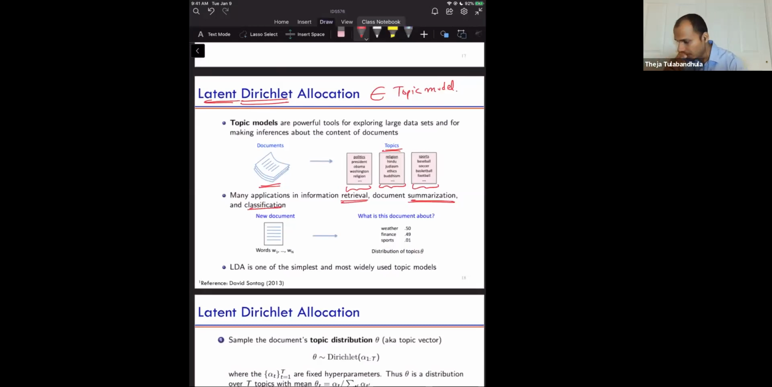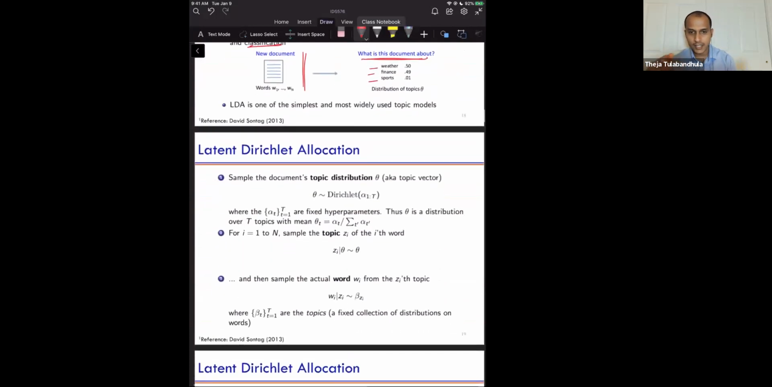When a new document comes, if you have the topic model, if you somehow learned the topic model from previous documents, then you can answer this question: what is this document about? You can say maybe this document is about weather, finance, and sport in these proportions. Let's look at what the model itself is. It's a generative model. Remember, in a generative model, I have to start with some random variables and describe how the subsequent random variables are generated. I'm going to tell you what the random variables corresponding to a document look like. Just like in Naive Bayes, where there are random variables which are indicators of whether a word is present or not in an email, here it's going to be very similar.